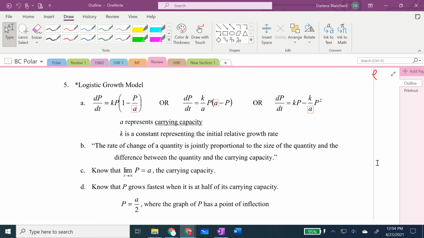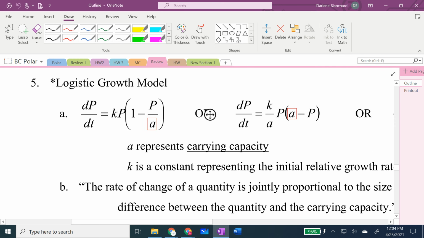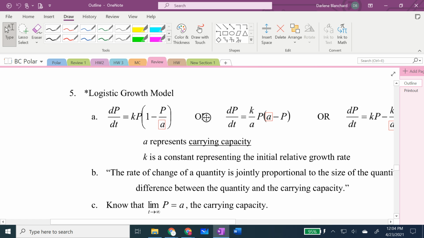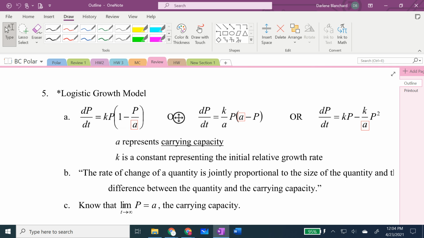For the logistic growth model, there's only so much you need to really be aware of and understand. The first issue is you need to be able to find your carrying capacity. Your differential equation will most likely be given in one of these three formats.